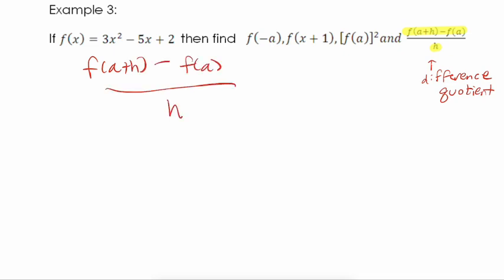The first thing I do, and I do it independently on its own, is figure out what the heck f of a plus h is. That's algebraically the most difficult part. So let's do f of a plus h over here.